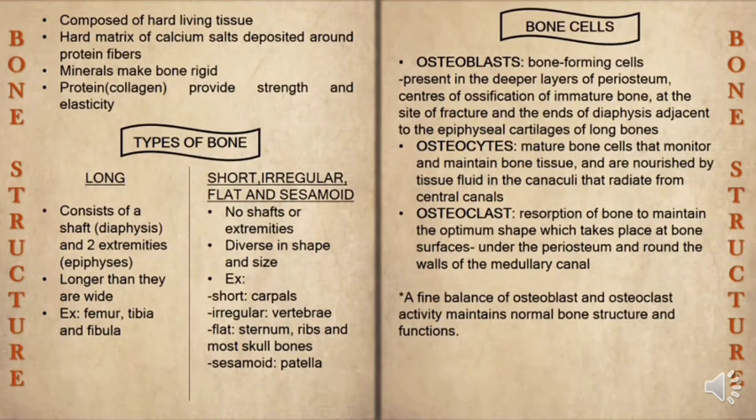Bone structure: composed of hard living tissue, a hard matrix of calcium salts deposited around protein fibers. Minerals make bone rigid. Protein collagen provides strength and elasticity. There are two types of bone, which are long, and short, irregular, flat, and sesamoid. Let's start with the long.